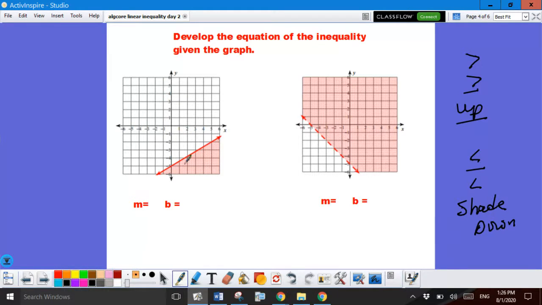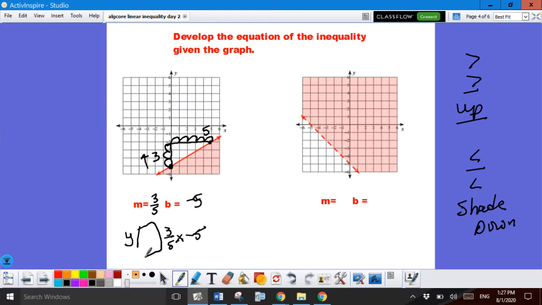So let's go ahead, and I'll help you with this first one, then I want you to try the second one. So I see my b. That's right there. So there's -5. And then I'm looking for slope. So looks to me like there's a good point right here. So here's my slope triangle. 1, 2, 3, and I'm going up, so that's positive. 1, 2, 3, 4, 5. So my slope is 3 over 5. So I have y, 3 over 5x minus 5.